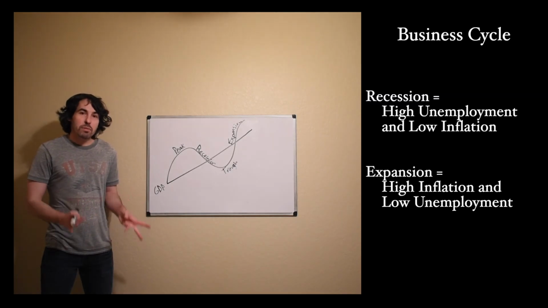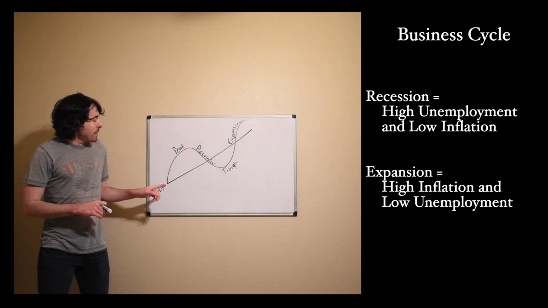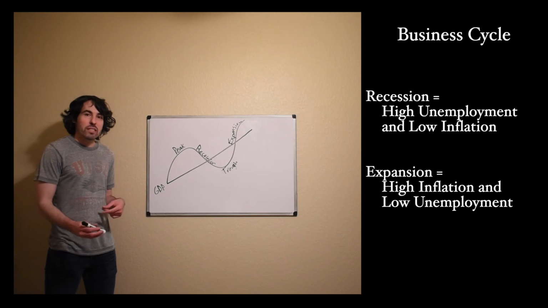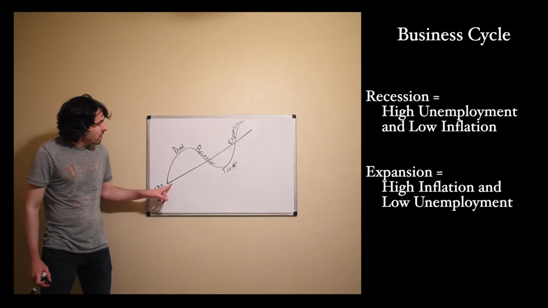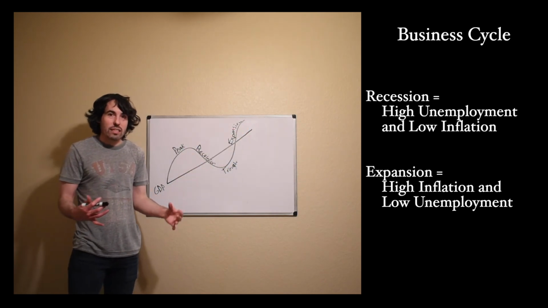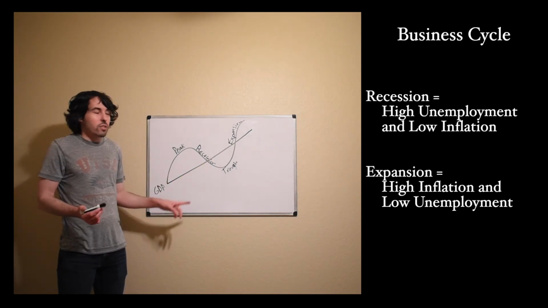All right, I'd like to talk about the business cycle real quick. This is the business cycle. Basically, the way you need to think about the business cycle is that this is our GDP, our gross domestic product, the amount of stuff that we produce in our country in a given year. As you'll see, over time, the gross domestic product is increasing, and it's pretty much always going to be increasing.